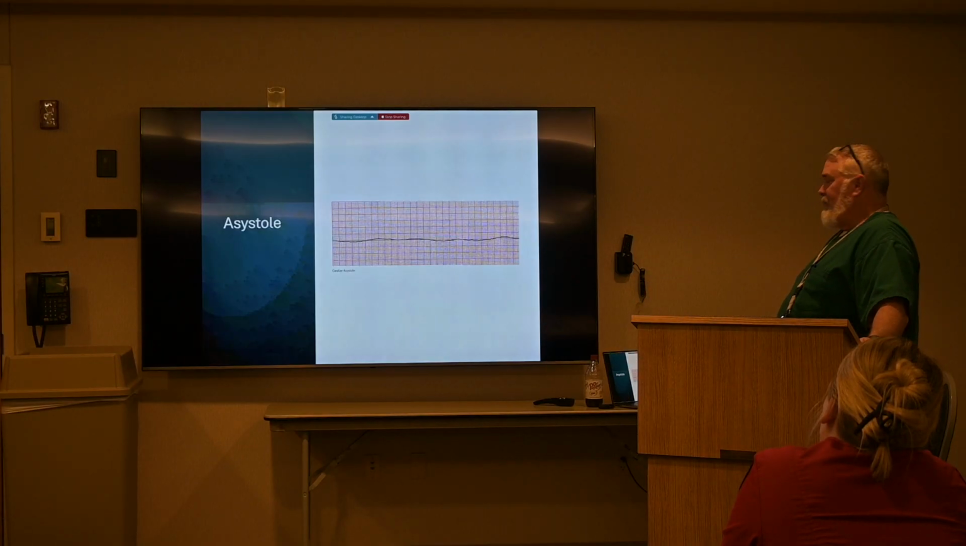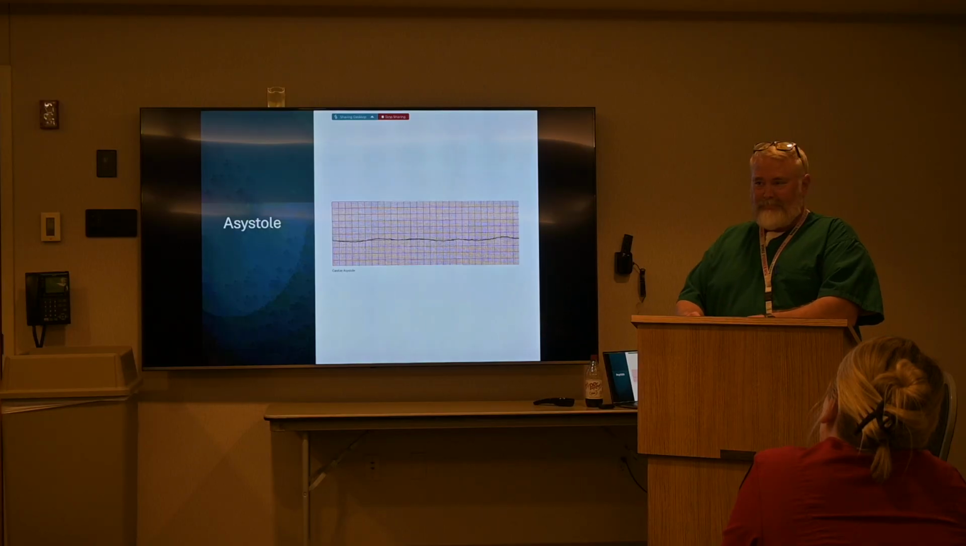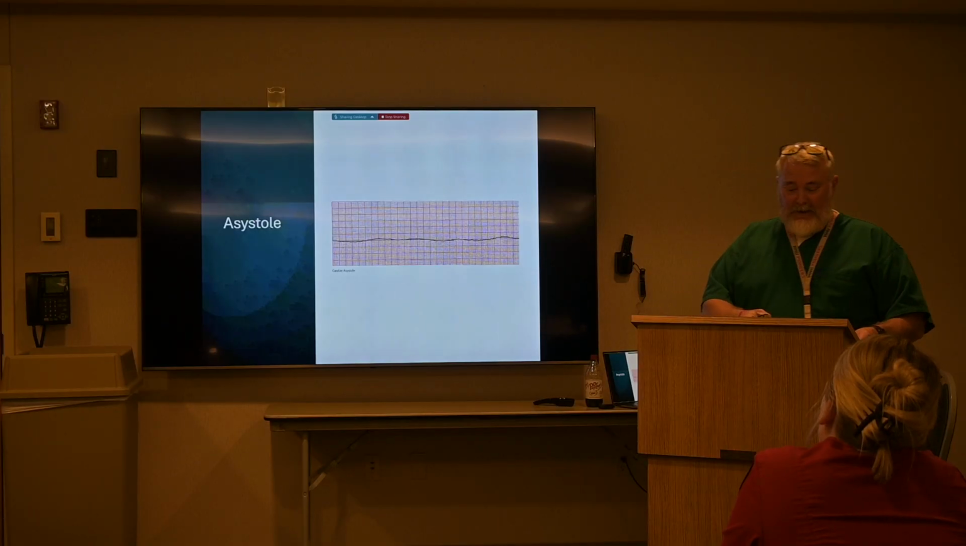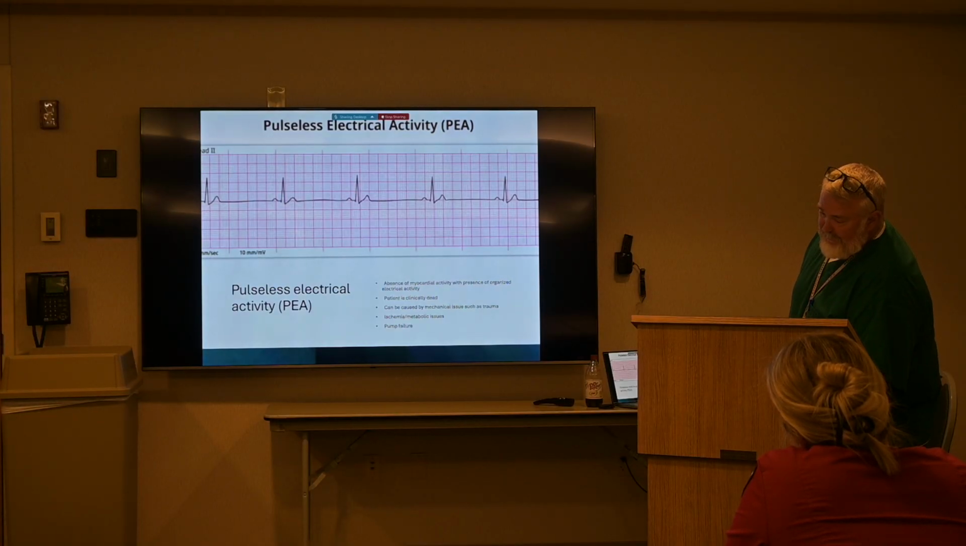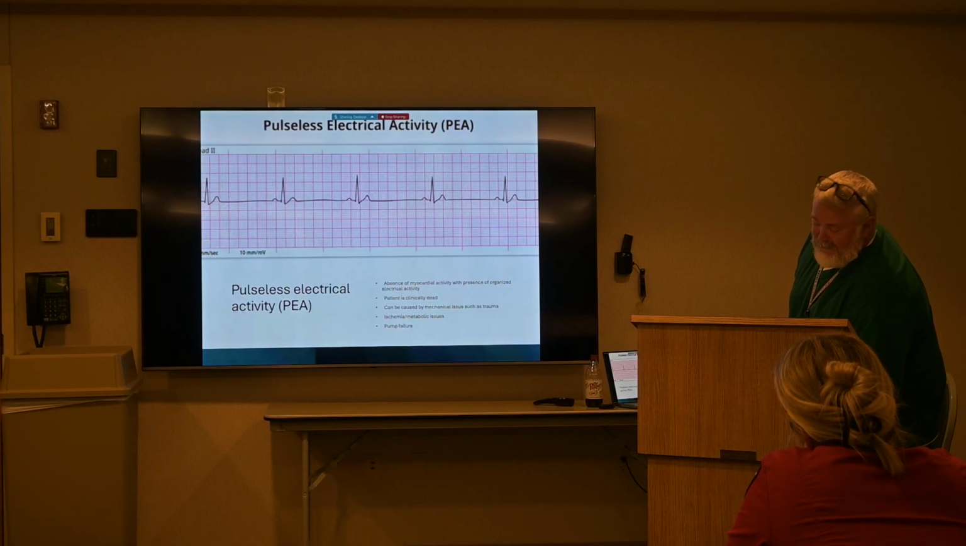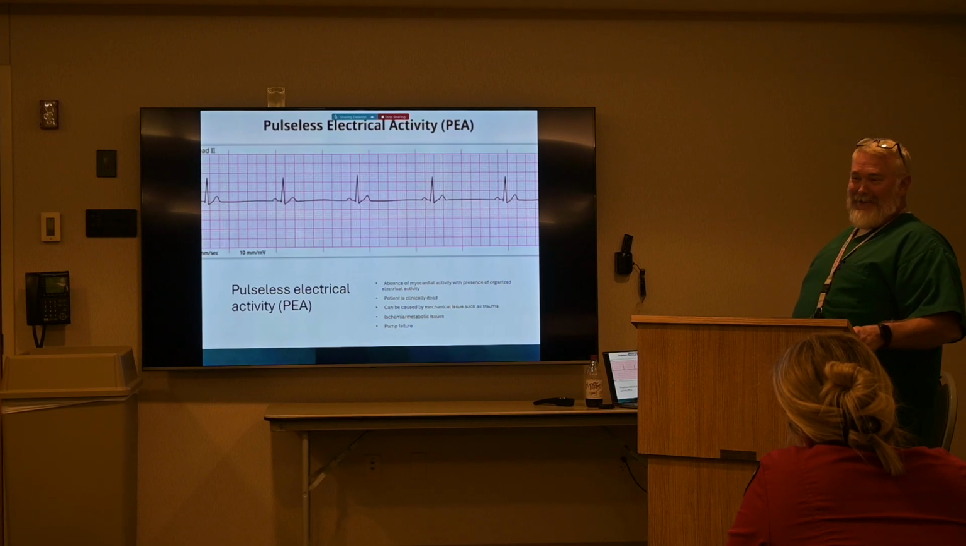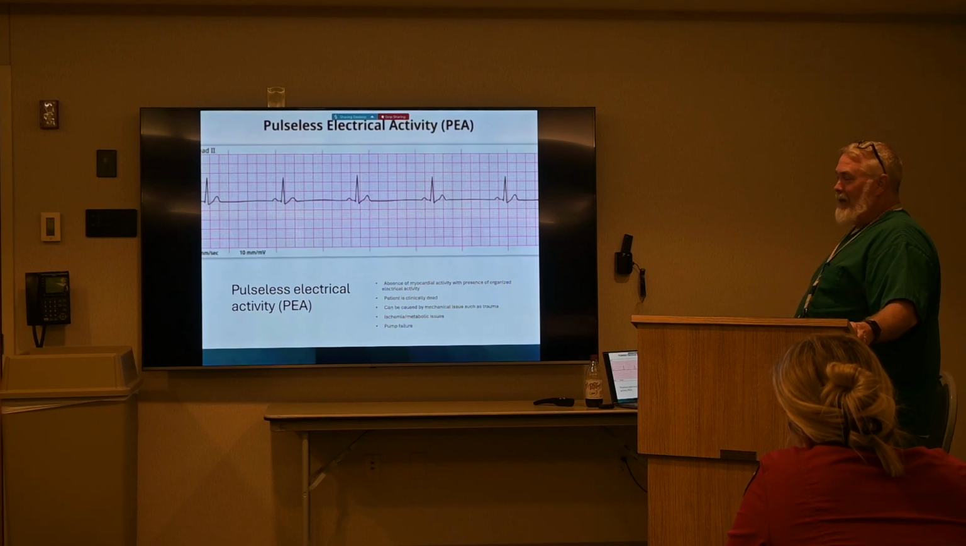And this one we all know and don't ever want to see. If you see asystole, it's a bad day. And this is a bad day too, except for the fact that it looks like they have a normal rhythm. PEA.